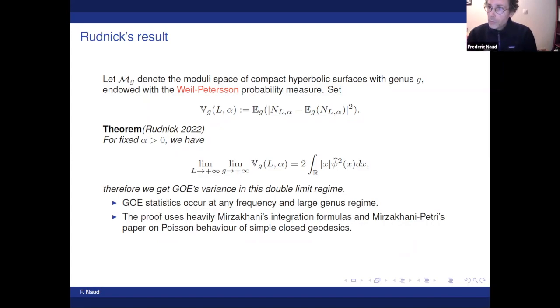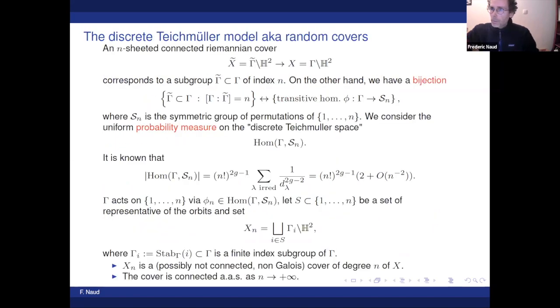And what I'm going to talk about is the discrete version of that. A discrete version of that, instead of averaging over the full moduli space, I'm going to look at covers. So a way to look at covers: we fix a base surface X, okay, any hyperbolic surface, and we look at all the covers of degree n, so X tilde over X.